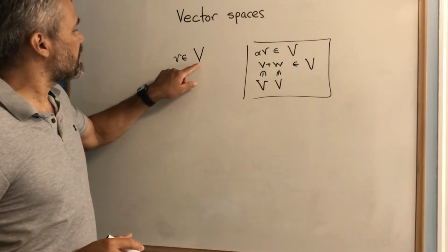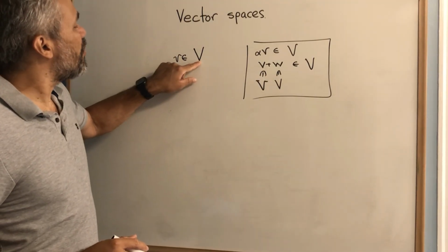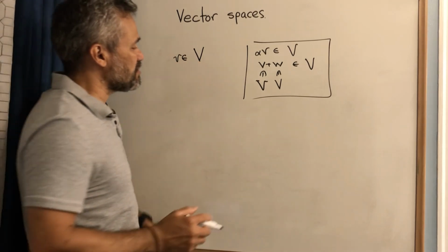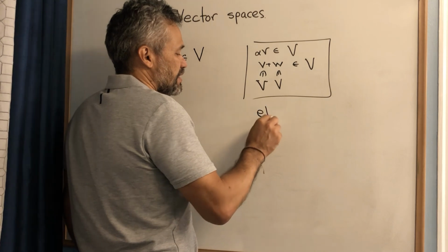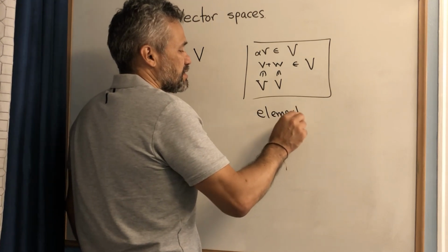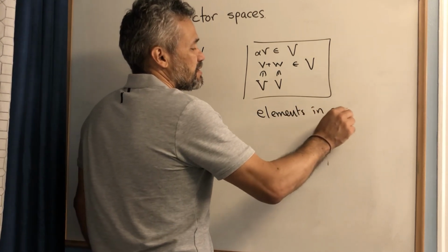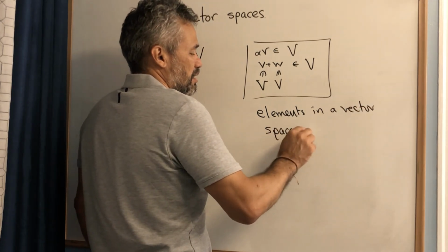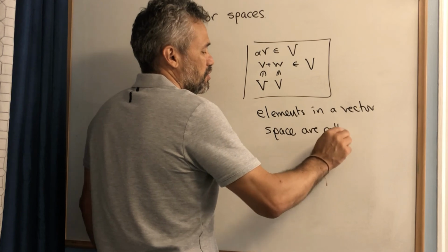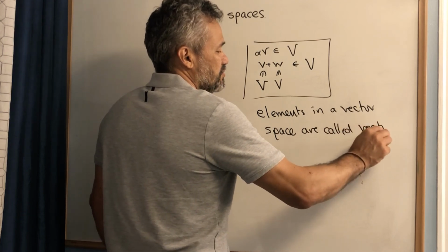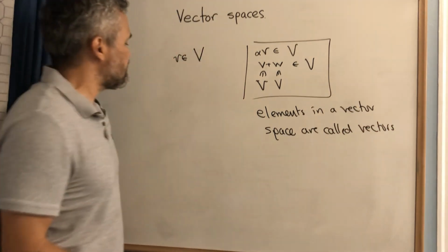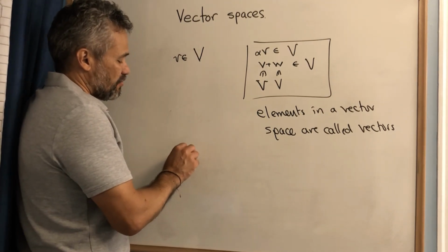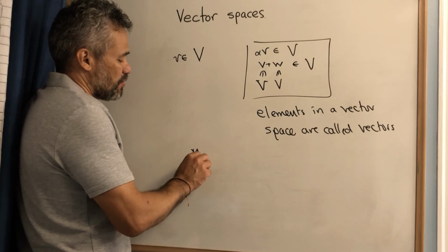Something that is important is that regardless of how these elements look, they are going to be called vectors. Let me write that down. Let's say elements in a vector space are called vectors. Basic examples of vector spaces are like the set of matrices 2 by 2.